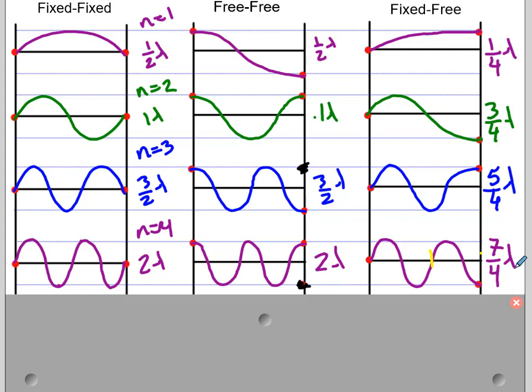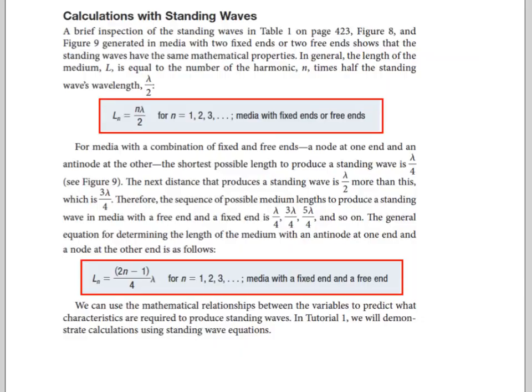If you need to, pause, go back, rewatch it, go through it again, because to me, being able to draw these pictures is the key piece into seeing where the formulas come from. And because all of these can be defined by a formula, they look like this. Okay, so this is for media with fixed ends or free ends.